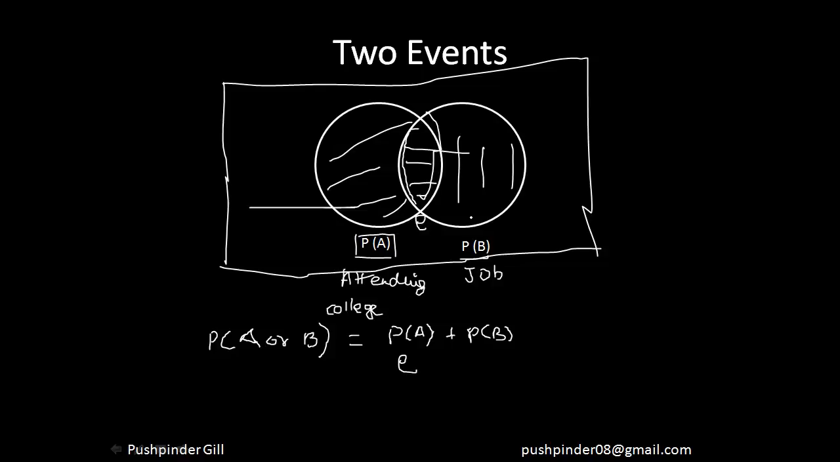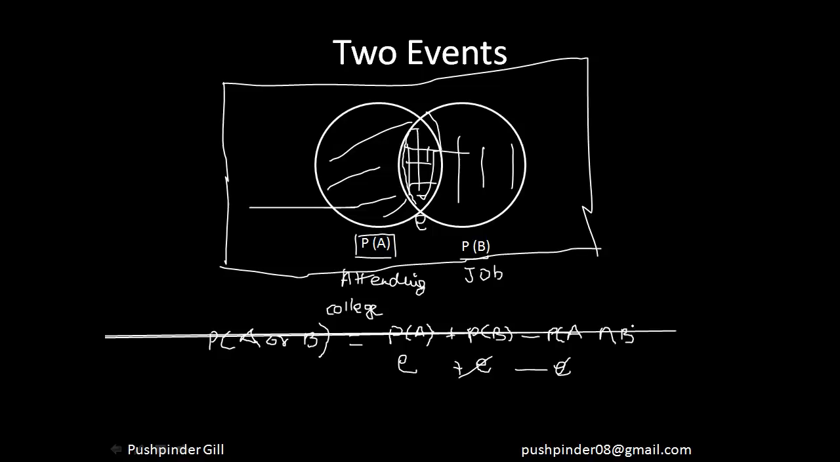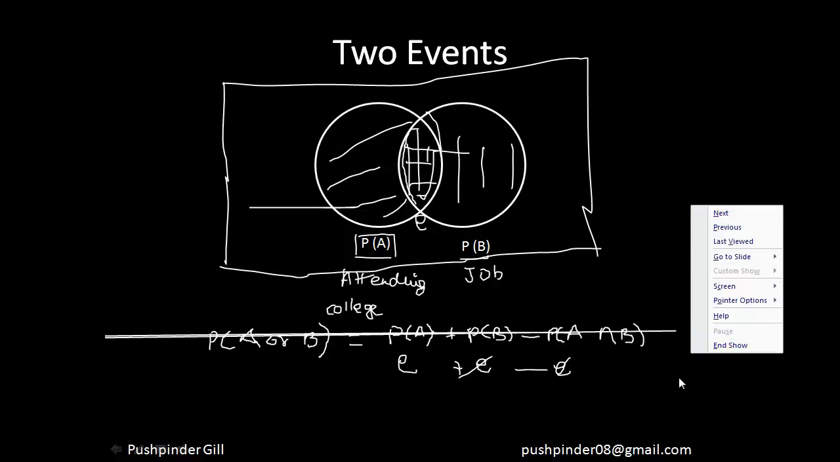Similarly, I've added this complete area as well. That means I've added E as well. That means I've added E twice. That means this area has been added twice. And for me to calculate the quantity of this complete area fairly, I would need to subtract E once, so that in net effect, I have calculated the complete area only once. So for that, I have to subtract the probability of both the events happening, right? I hope everyone understood this.